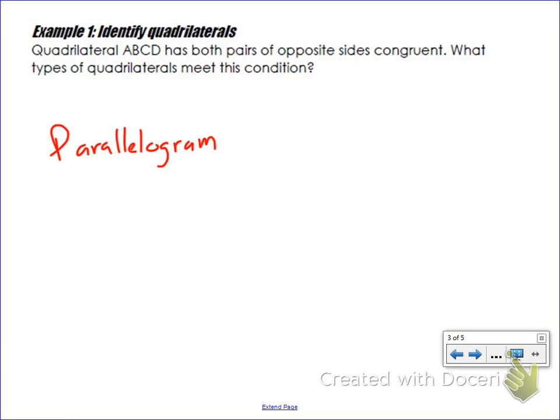We can think about trapezoids. An isosceles trapezoid would have one pair of opposite sides congruent, but not both pairs. And then a kite has consecutive pairs of sides that are congruent, so that's not going to work either. Now the thing with this, if we say parallelogram, we need to include all of the shapes that come underneath parallelogram. So rhombus, rectangle, and square. Since the last 3 are all considered parallelograms, therefore they would meet the property that both pairs of opposite sides are congruent.